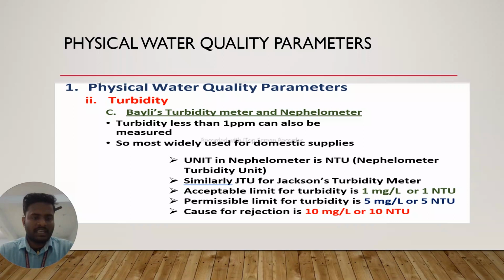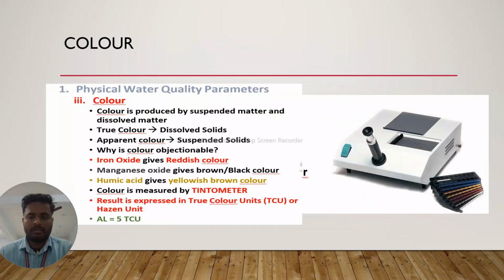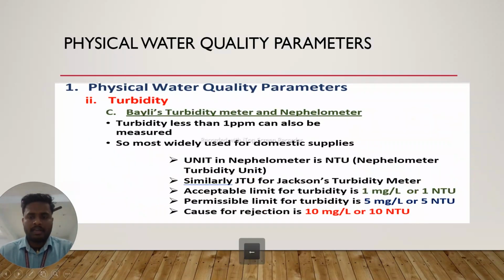Similarly, JTU is for the Jackson turbidity meter. The acceptable limit for turbidity is 1 milligram per liter, or 1 NTU. NTU stands for nephelometric turbidity unit. The permissible limit for turbidity is 5 milligrams per liter, or 5 NTU. The cause of rejection is when it is 10 milligrams per liter or 10 NTU; then it will be rejected.